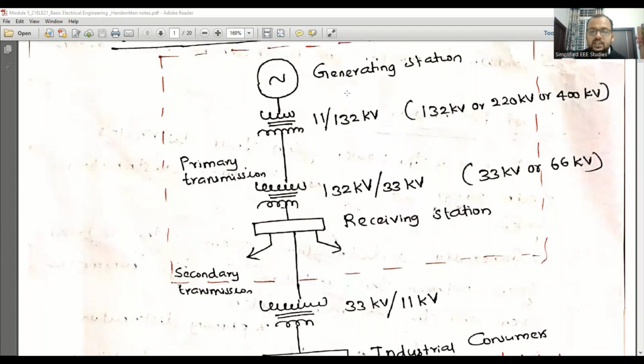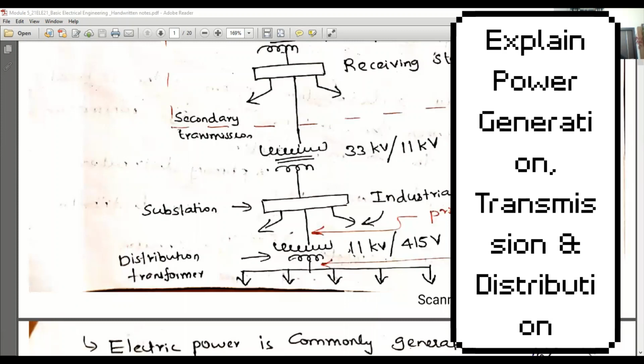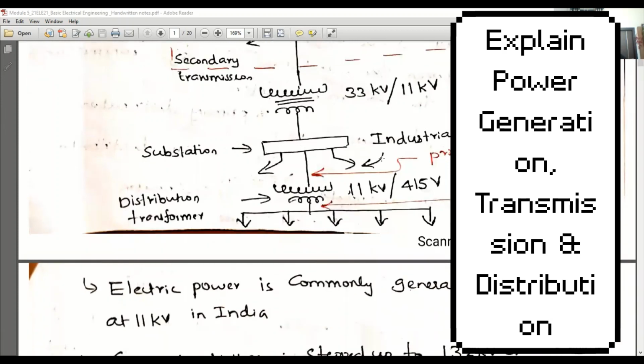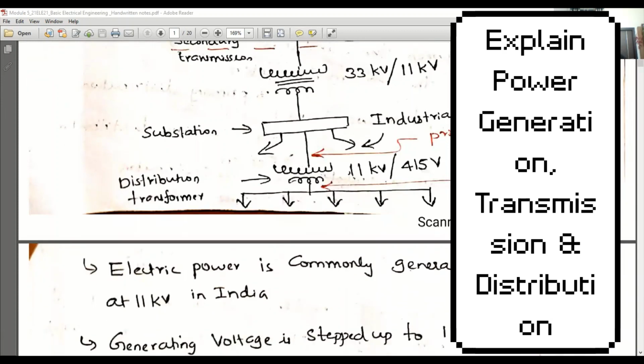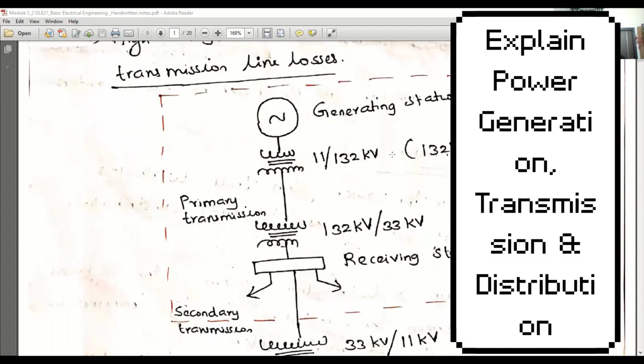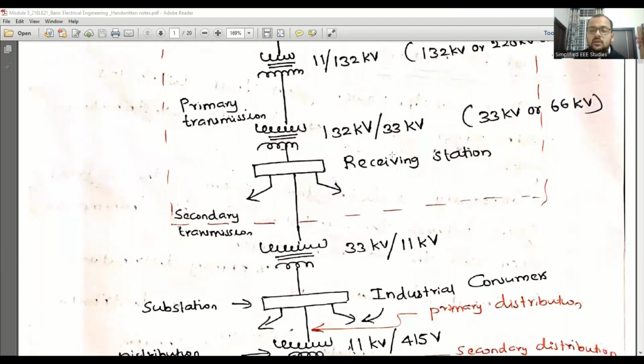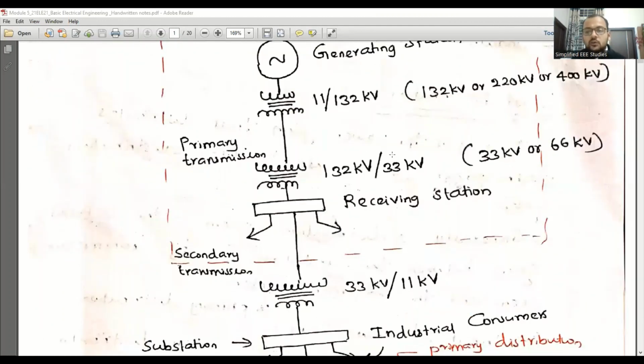Do mention the generating station, then primary transmission, secondary transmission. Later on you have to mention primary distribution and ultimately secondary distribution. If you draw the single line diagram, that is more than sufficient. If you need the single line diagram, please pause this video and try to draw. It is one of the most important questions from the first part of Module 5. Let me discuss further. I'm going to go for the discussion of 9B.